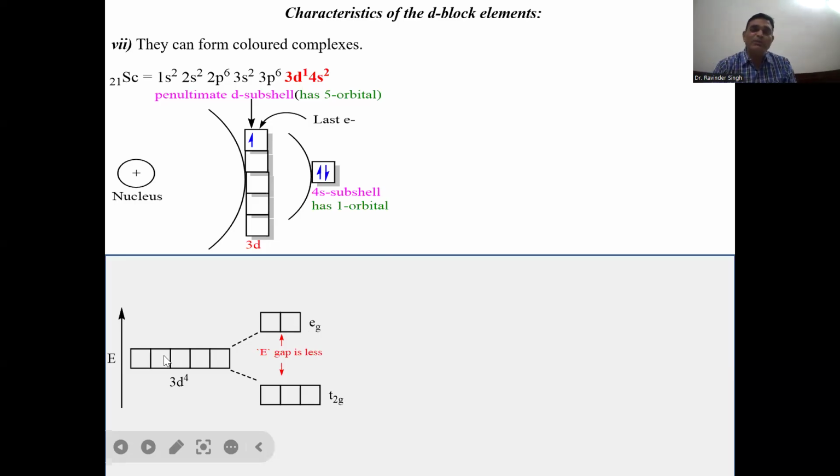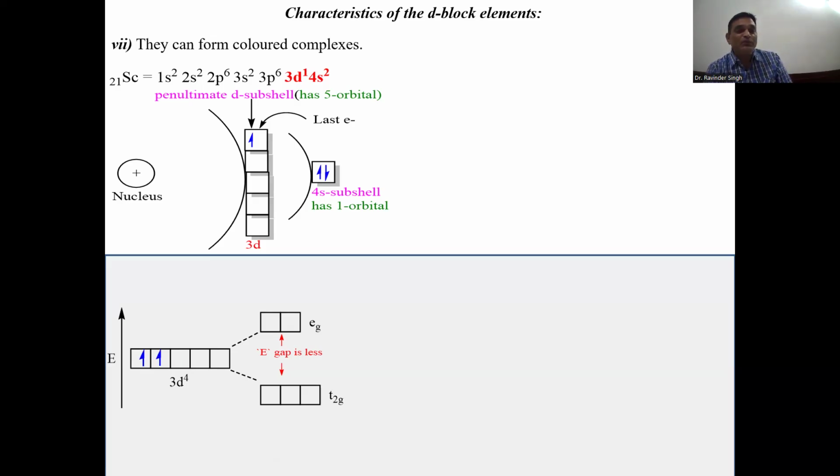That can only be possible in the case of the d block element, when the degenerate d subshell orbitals split into two sets. Now we have two energy levels: the T2g, which is the lower energy level set, and the Eg, which is the higher energy level set. Means now we have two energy gaps. There is an energy gap, and we have two sets of different energy levels.